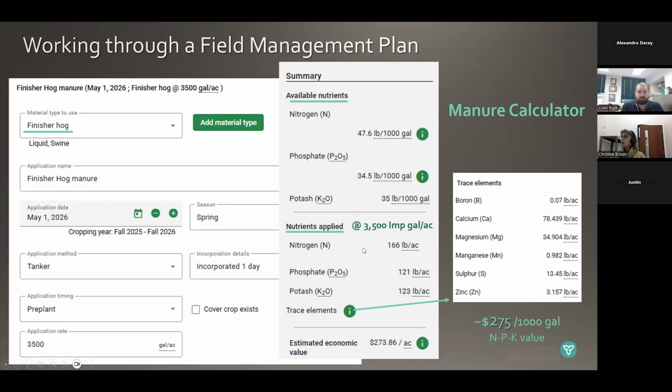The value at 3,500 gallons, just looking at NPK value, not accounting for the organic matter or the micronutrients, is about $275 per 1,000 gallons after application. And that's just the application, not the travel distance. And then I've also got some trace elements, micronutrients that are being applied. So in this case, at this rate, about 13 pounds of sulfur, about 35 pounds of magnesium, about 75 pounds of calcium, 3 pounds of zinc. So it just gives you an idea of what kind of nutrients I can expect from that manure application.